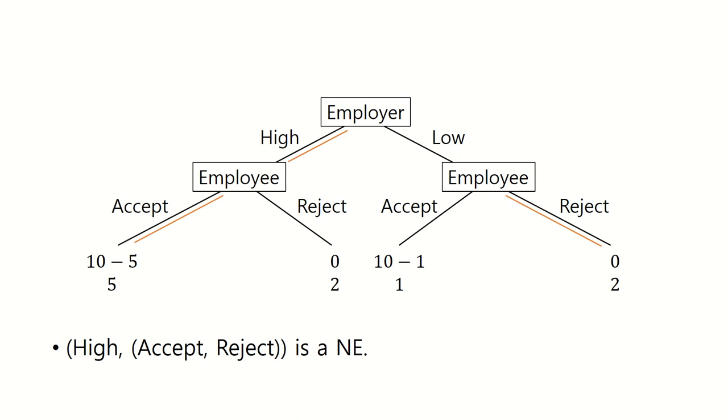So the employee will not change the action, and also has no reason to change the action in the second situation. In the second situation, if the employee changed the action from reject to accept, the payoff would drop from 2 to 1, so the employee would be worse off. So the employee will not change the action. Given the other side's action, no one has an incentive to deviate from this designated strategy. So it's a Nash equilibrium.